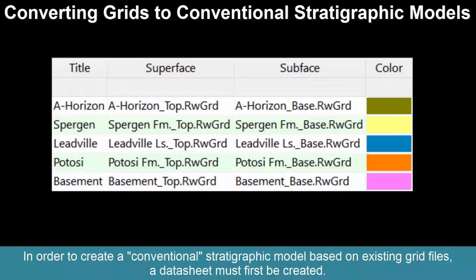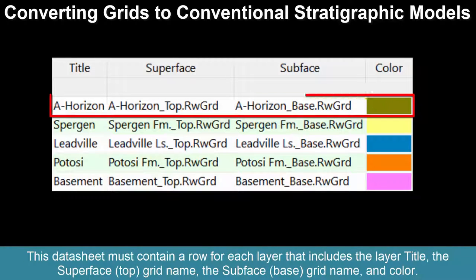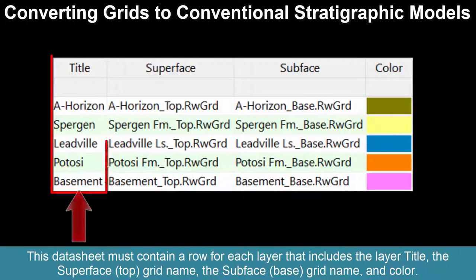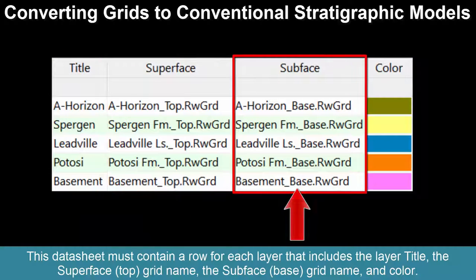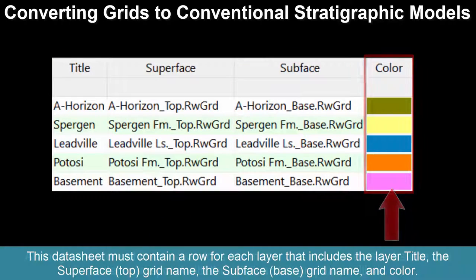In order to create a conventional stratigraphic model based on existing grid files, a datasheet must first be created. This datasheet must contain a row for each layer that includes the layer title, the superface or top grid name, the subface or base grid name, and color.